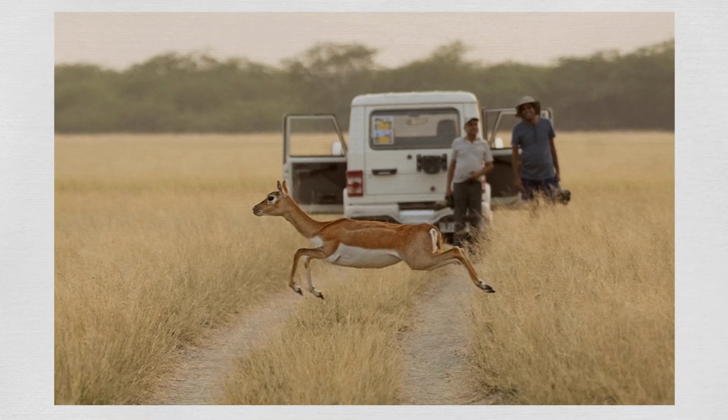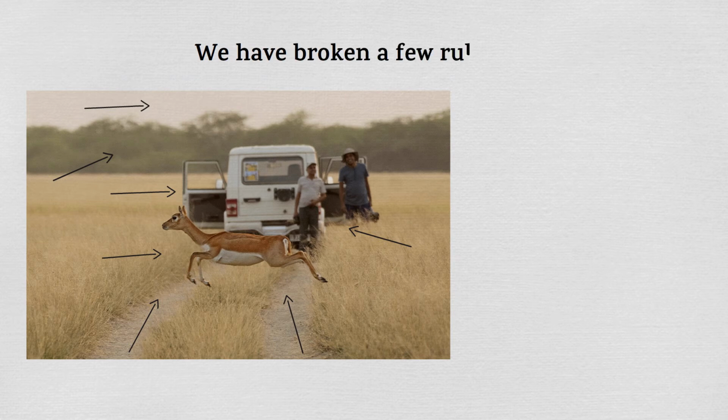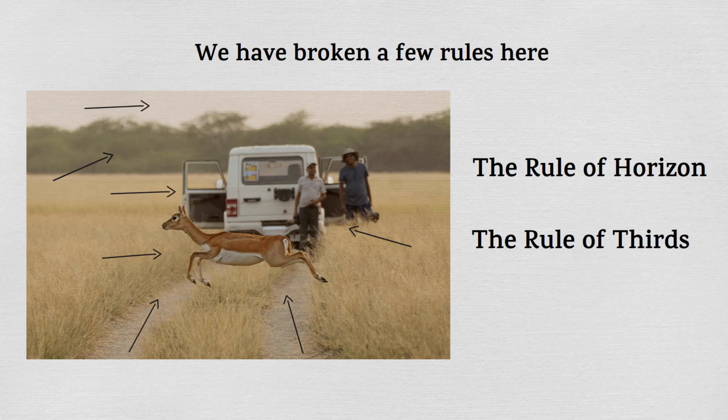Here in this picture, there are multiple elements involved. There is a sky, there is a background of trees, there is a jeep, there are people, there is a leading line of path, the road, and there is a subject jumping across the road. Now we have broken a few rules here. We have broken the rule of horizon. We have divided the picture into half. We have broken the rule of thirds also by keeping the subject in the center of the picture.